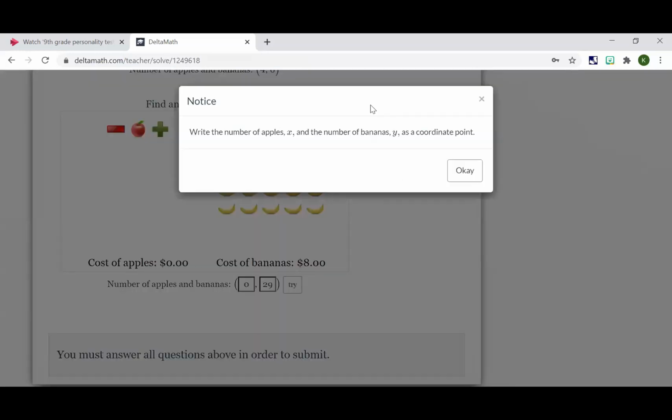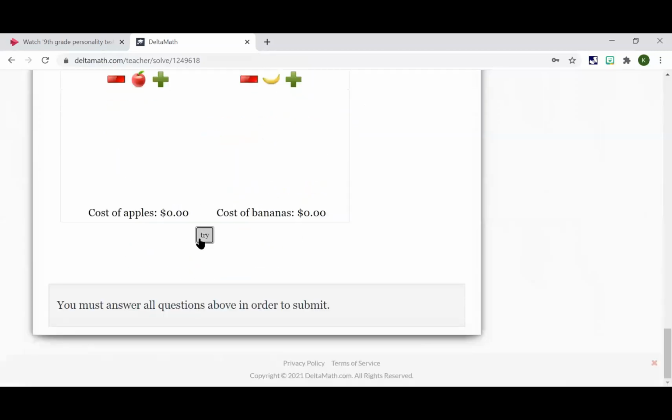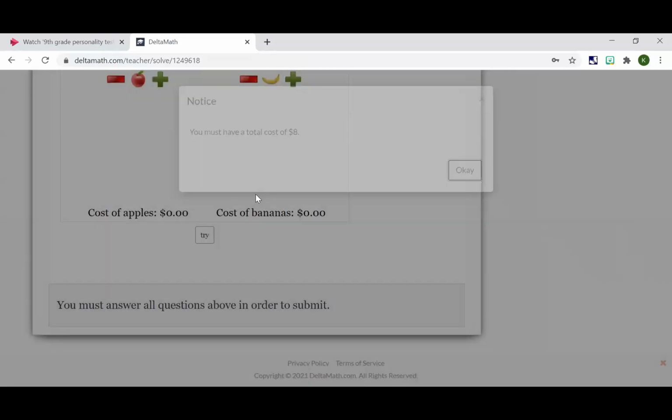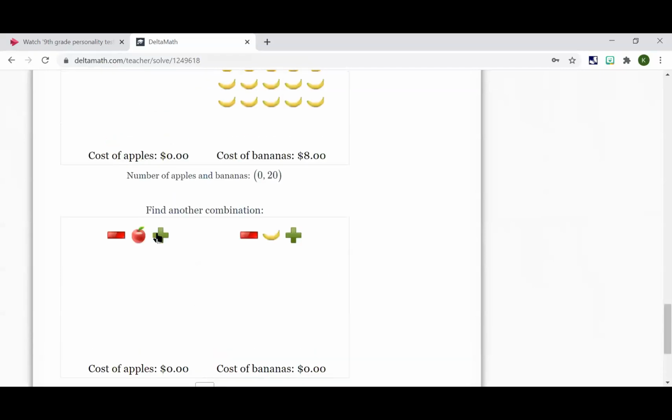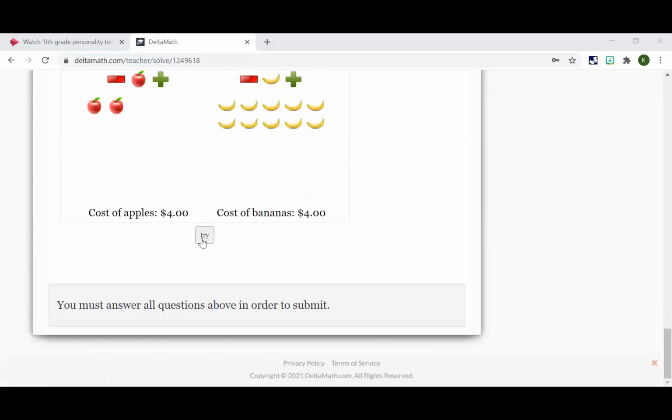Oops, I pushed the wrong number right there. And then, maybe you do half and half, so $4 worth of apples and $4 worth of bananas. And the cool part is it tallies it for you. So you guys can see down here at the bottom where it's already calculating it for me. Okay, so that gives me a total of $8. So I have 2 apples and 10 bananas.